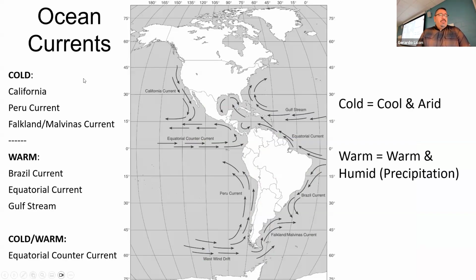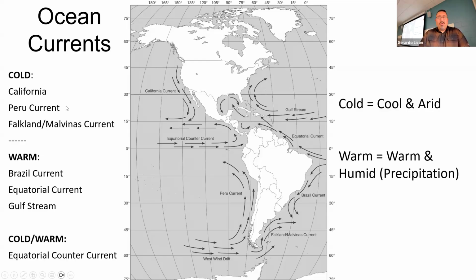All right, so altitude was one of them. Ocean currents is another. These are the cold currents in the Americas or in Latin America, the warm currents, and one that can switch depending on which direction it's going. So cold currents always go in the direction from the pole, either the North Pole or the South Pole, and they go in the direction of the equator.